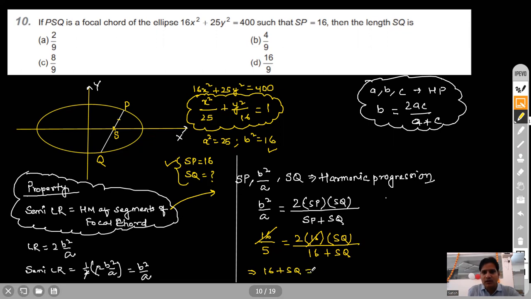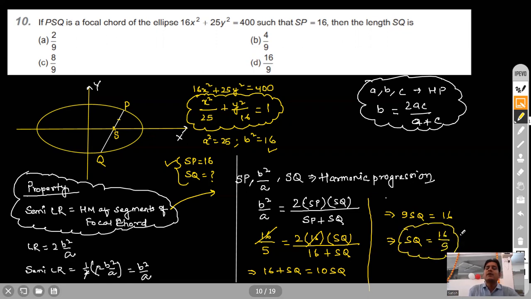Cross multiplying, this will be 10 times SQ. Is it okay? So from here, what do we get? 10 minus 1, that is 9 times SQ, is equal to 16, or our SQ length will be equal to 16 upon 9. So this will be the length of SQ, 16 upon 9. So option D is correct.